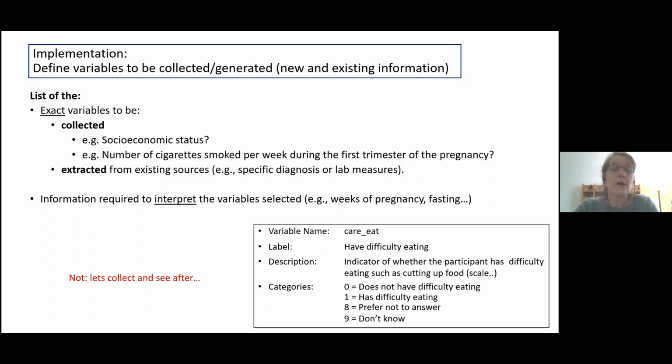Same thing if the data are extracted from an existing resource. And you also need to think about the variables that are required to interpret the targeted variable. The example of family income is a good one, where you collect family income, but you also perhaps need to know the number of family members.